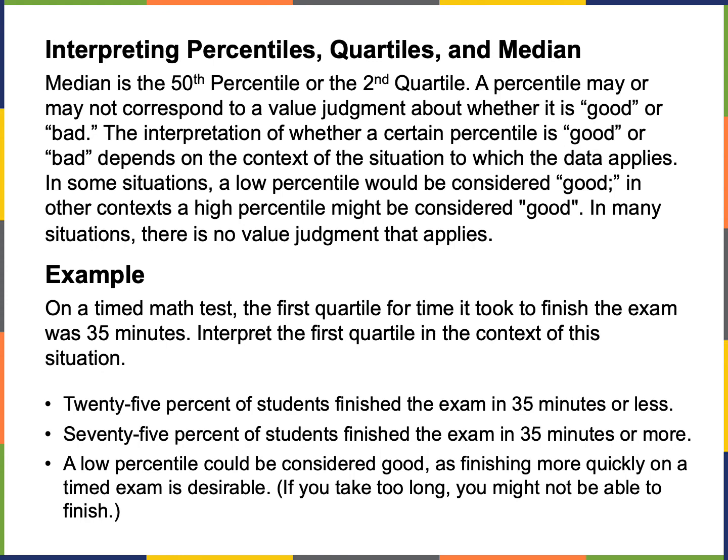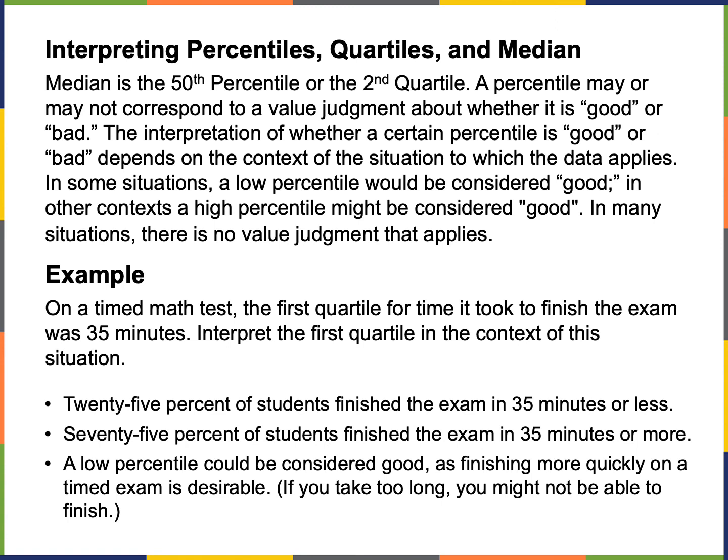So let's say, for example, we have a timed math test, and the first quartile for the time it took to finish the exam was 35 minutes. Let's consider this first quartile. 25% of the students finished the exam in 35 minutes or less. So 25% is the same as saying first quartile, or 1/4 of everybody. That means 25% of the students finished the exam in 35 minutes or less.